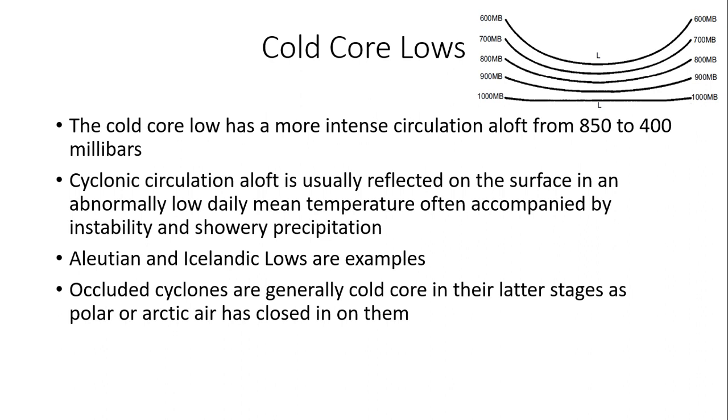Now, the Aleutian and Icelandic lows are examples of these cold core lows, and occluded cyclones are generally cold core in their latter stages as polar Arctic air has closed in on them and got wrapped into the circulation. An occluded cyclone is basically one in which the storm is weakening. Look at the graphic in the upper right with a cold core low. Notice that you have an upper level low, represented by the letter L, above the surface low. And again, the intensity increases with height.